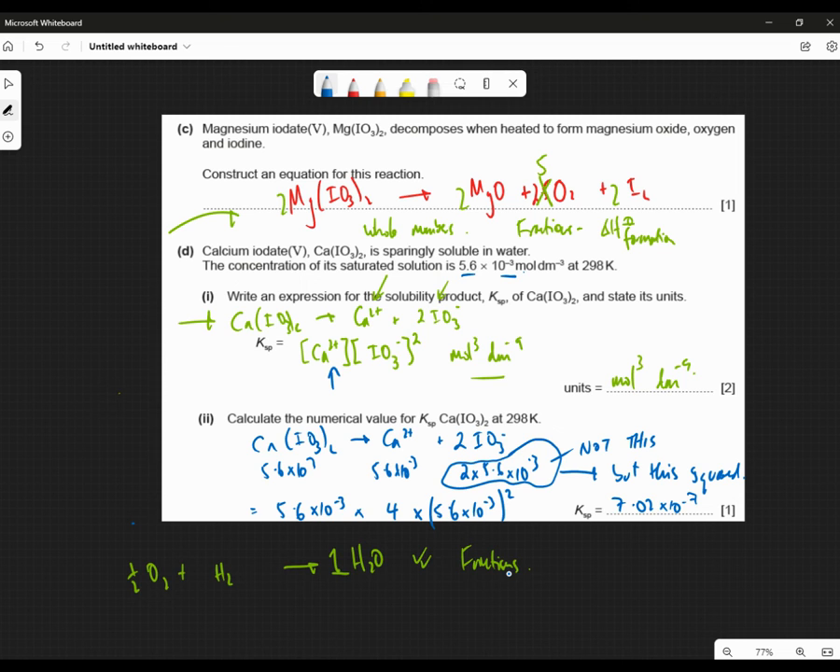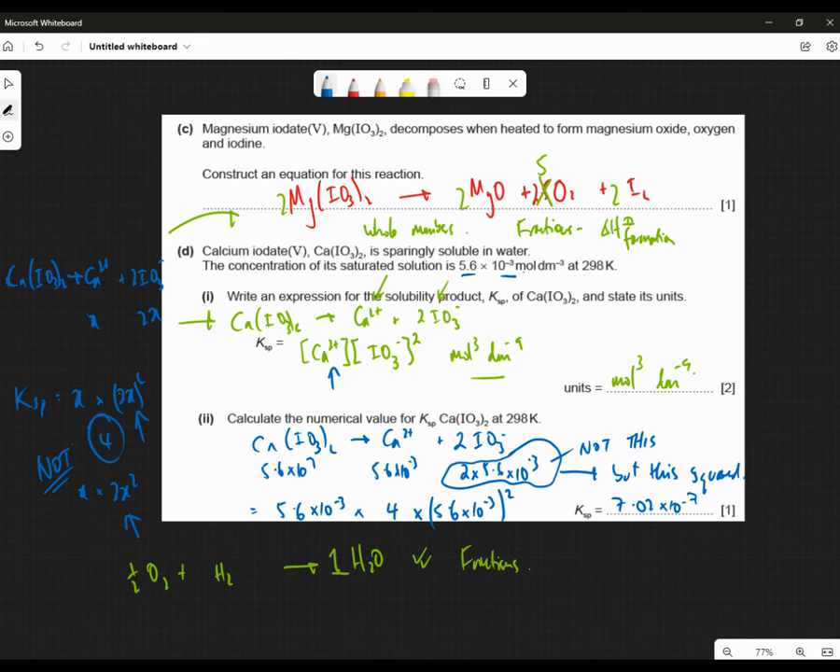So this is one of those ones where calcium iodate gives calcium and 2 iodate ions. This is X and this is 2X. So the Ksp is going to be X times 2X all squared, not X times 2X squared. It's 2X everything squared, and that's where the 4 comes from that you asked about. Hope that makes sense.